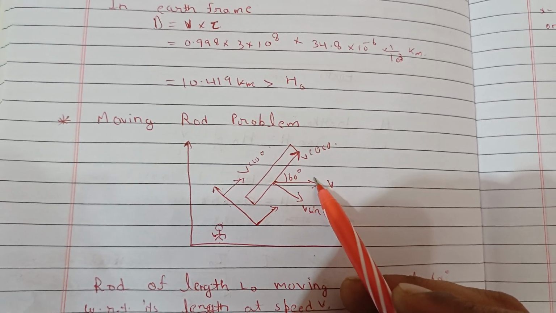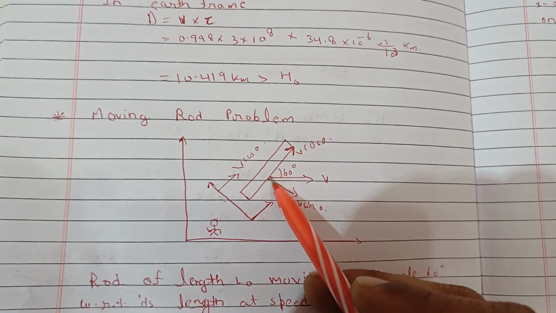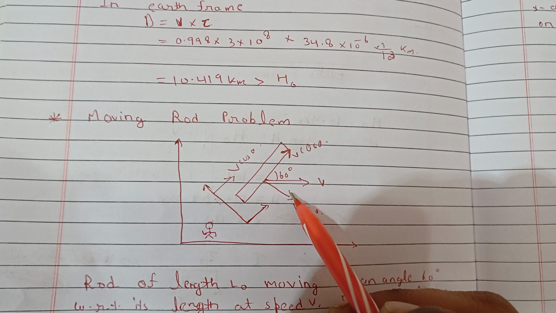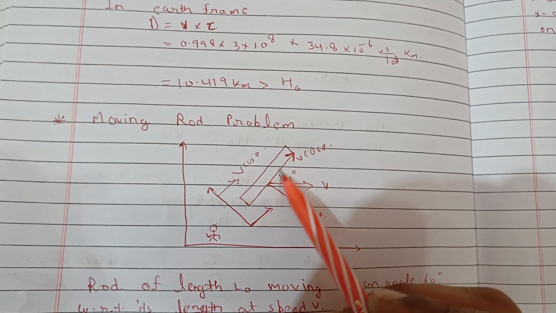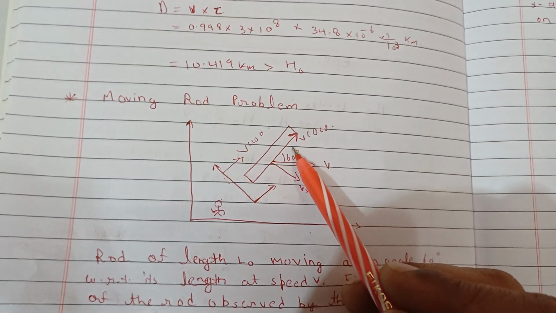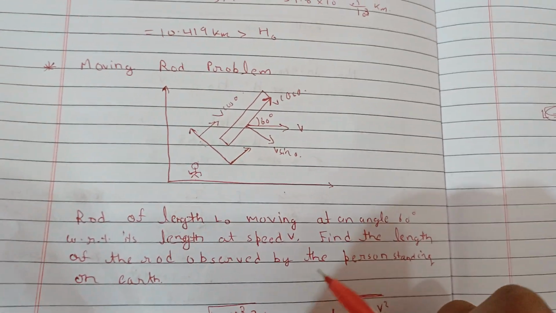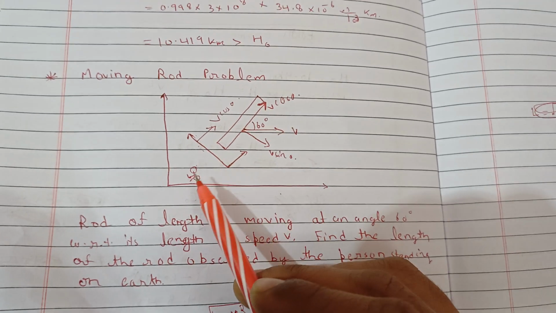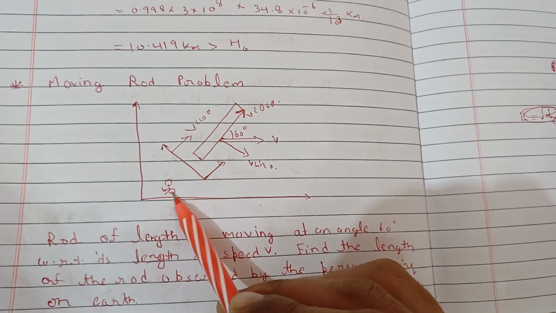So what will we do? If the velocity is v, then we will resolve this vector. With cos theta, this will be v cos theta and this is v sin theta. So only this side of the length is going to contract. What we need to find is the length of the rod observed by the person standing on earth, so we have to find this length according to him.